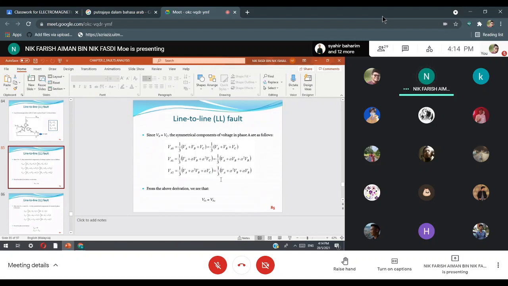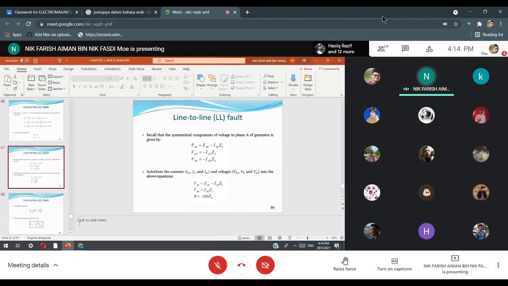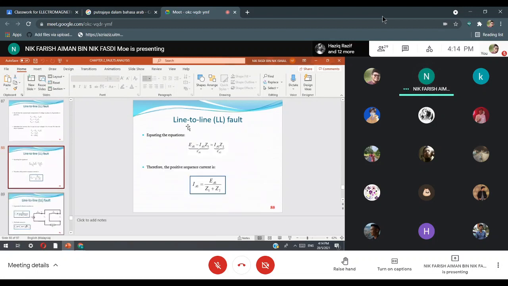This is A from this general equation. Later on, for the equation, you have the derivation that you can see that VA1 equivalent to VA2. Okay, ini sama. Process, you do all the derivation here, then you can get the general equation for the line-to-line fault. IA1 equivalent to EA1 divided by Z1 plus Z2.